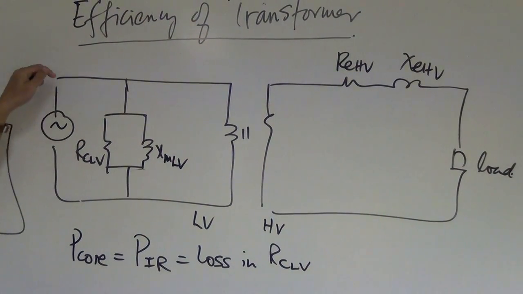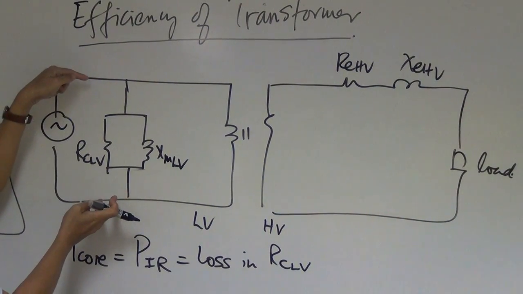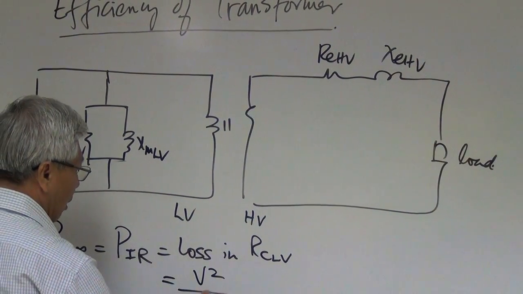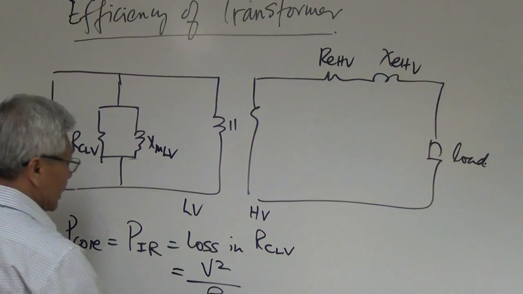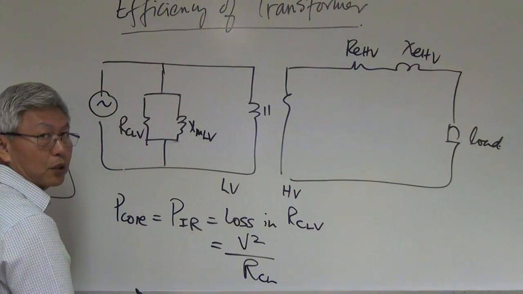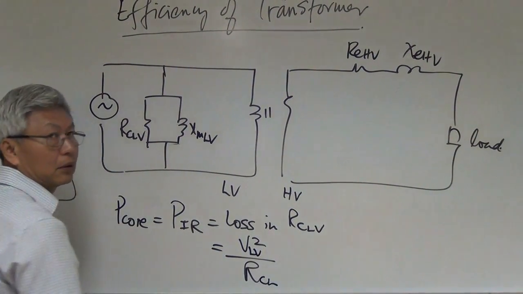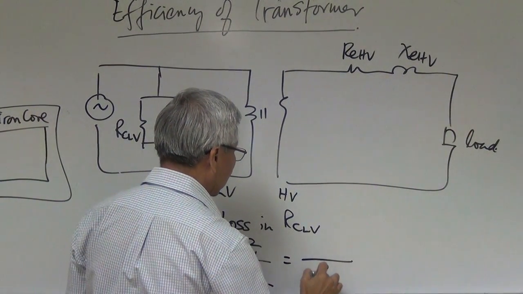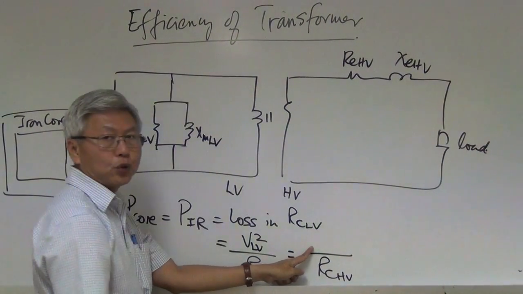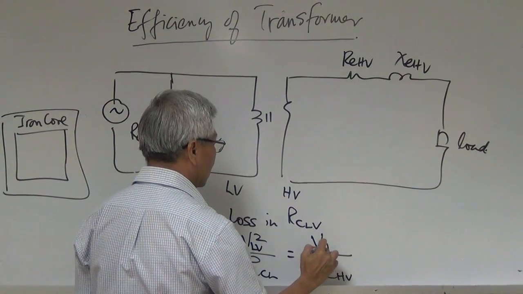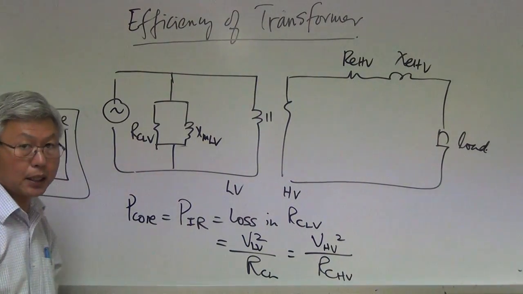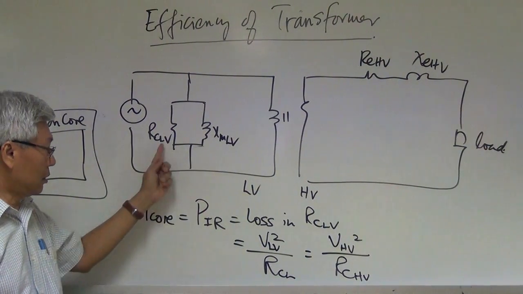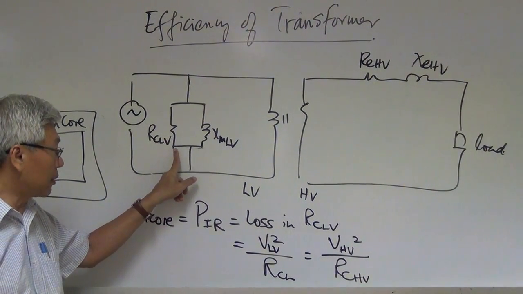Now, if you still recall, this is a parallel circuit. What's the best formula to calculate this power? It is V squared over R. The best formula is V squared over R, right? If I say it's RCLV, then which V do you use? VLV, correct. If I were to move these to the high voltage side, then that becomes RCHV. Then which V do I use? Of course I use VHV. Correct? The answer will be the same. And that's the way you calculate the iron loss or the core loss. And it happens in the parallel circuit. Always remember it's a parallel circuit.